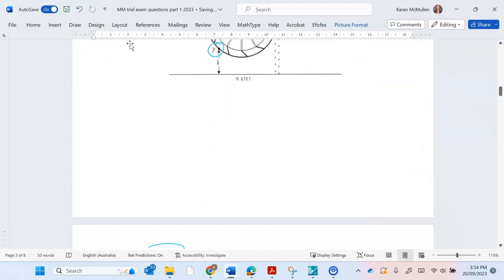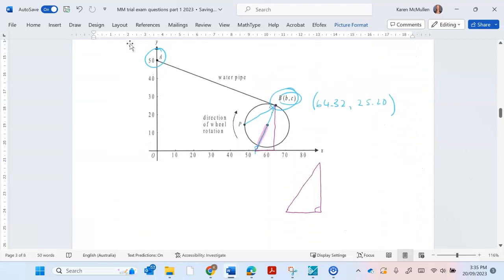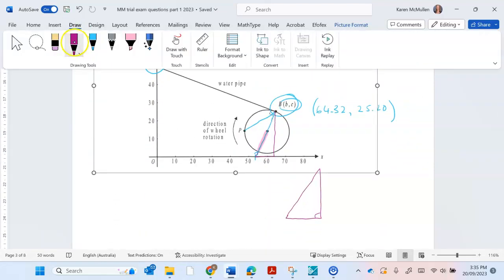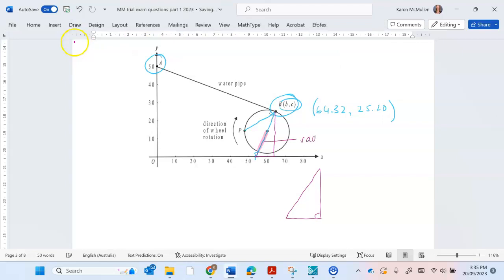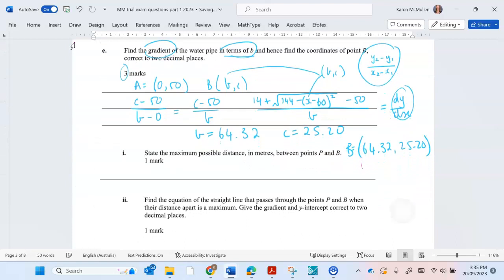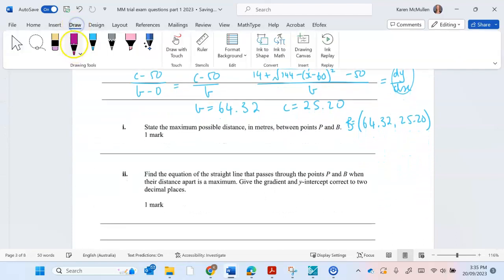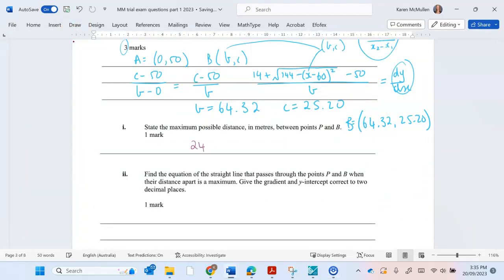Alright, so it's 12. So your radius is 12. Gosh, I made that so much harder. So the radius, which is your amplitude, equals 12. So the diameter is equal to 24. It was only worth 1 mark, so I should have realized then I was making it too hard. Alright, 24 meters.